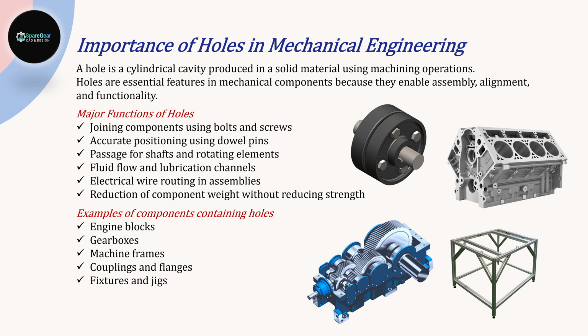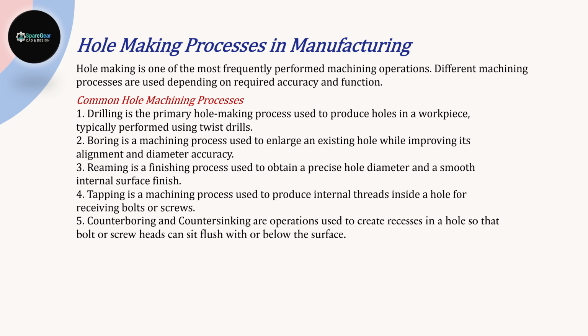Next, let us understand how these holes are created in manufacturing. To create holes in mechanical components, several machining processes are used. The most common process is drilling, which produces the initial hole in a component. After drilling, other machining operations may be performed to improve accuracy or add additional features.